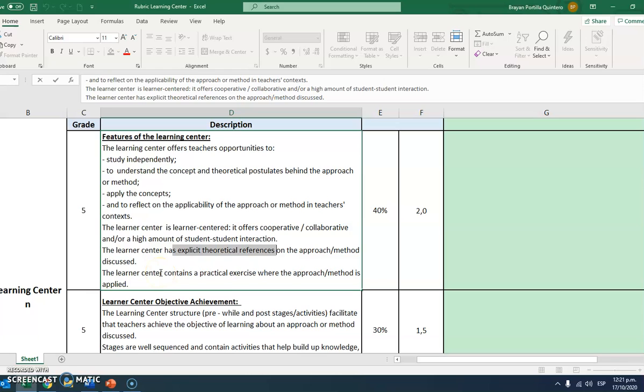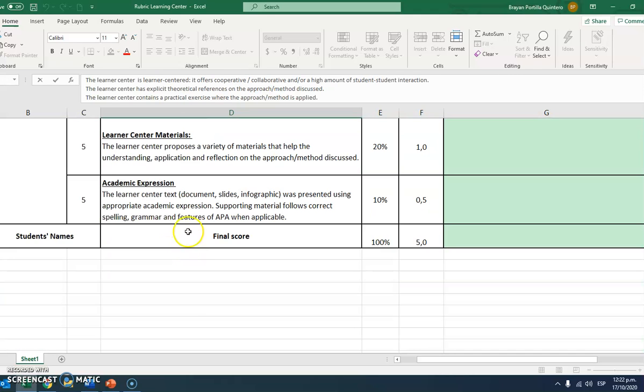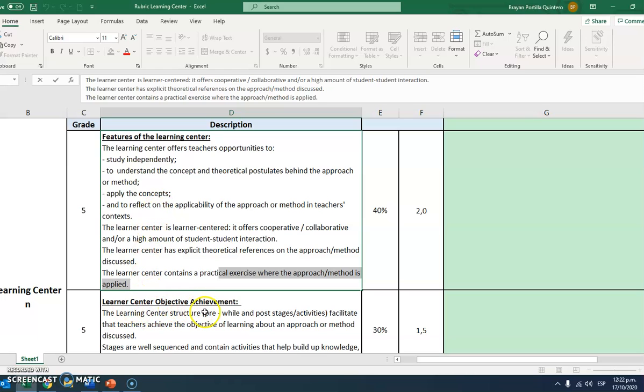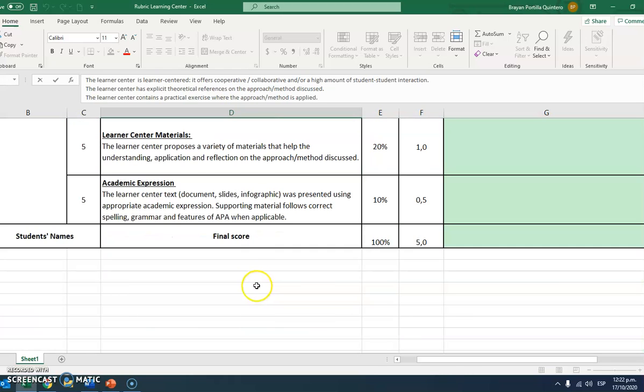The Learning Center needs to contain practical exercises where the approach or method is applied. Usually, you can look for a lesson that is recorded in a video or a lesson plan to ask the teacher that is taking the Learning Center to analyze it and whether that compares to the classroom practices that they have. The Learning Center needs to facilitate the objective, because it needs to have a pre, a while, and a post, so that the teacher that is taking this follows a process and is able to attain the applicability of the Learning Center to their learning context.